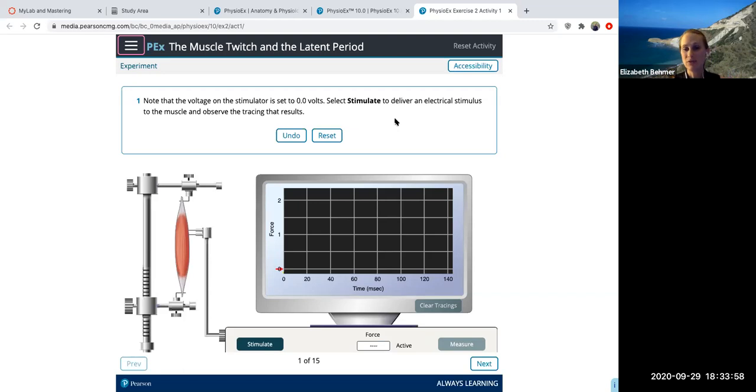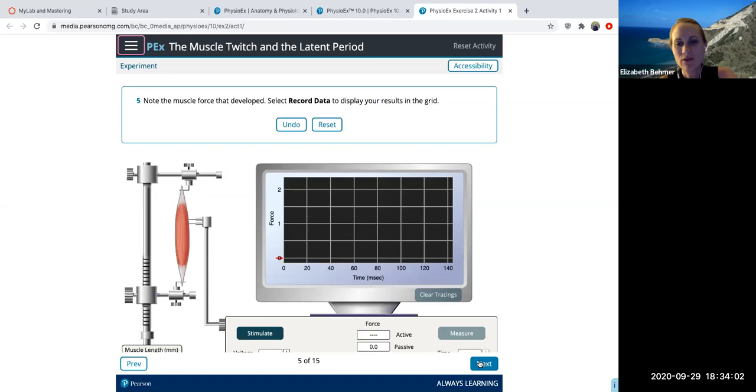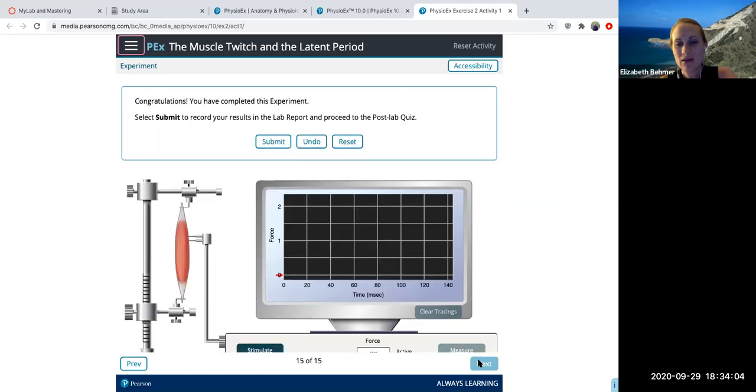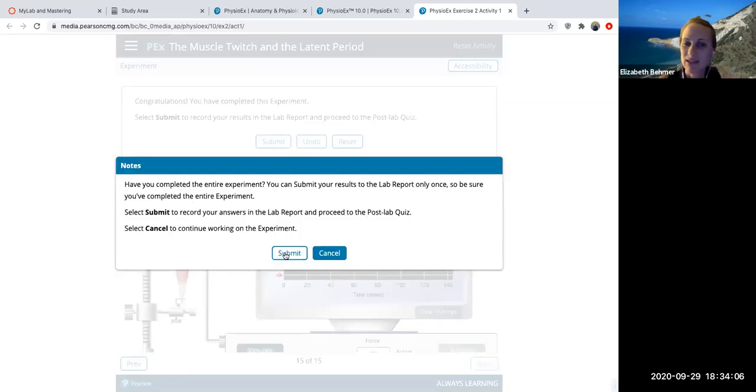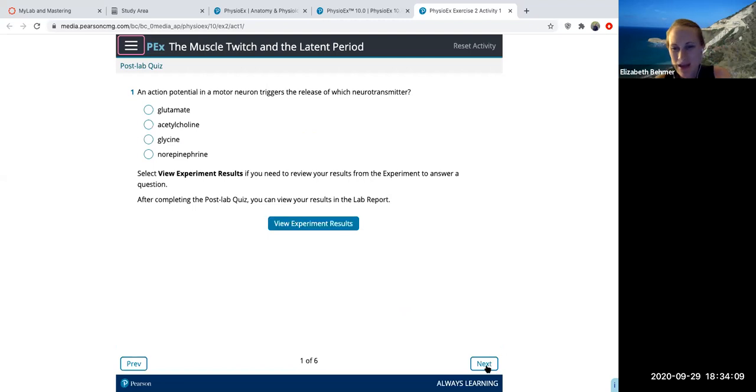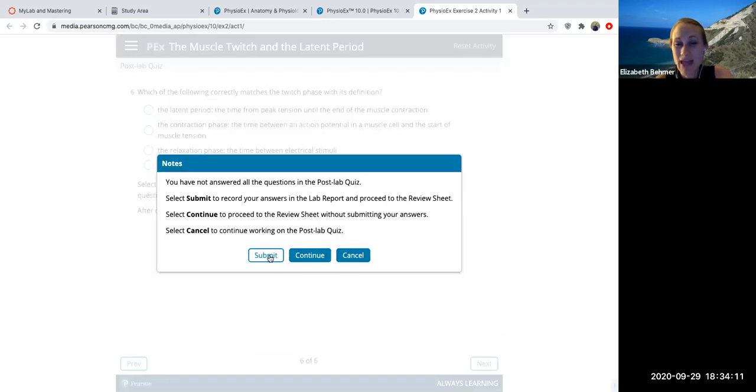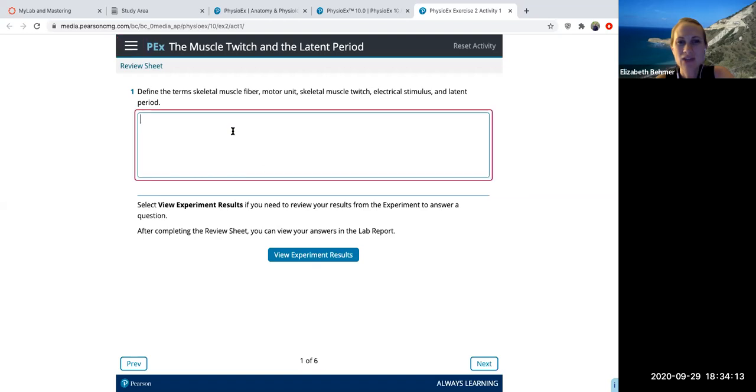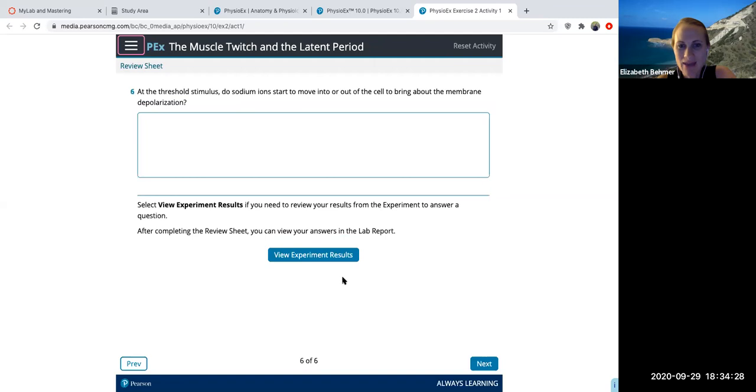So you work through, and then at the end of the lab experiment, and I don't know if it'll let me get through all of it, I'm just submitting, and you'll go through and do a post-lab quiz, and then you'll answer these questions. And you will want to type in an answer for this, because if you get the quiz questions wrong, I'm not too worried about that. But here I will be checking your answers in the review area.